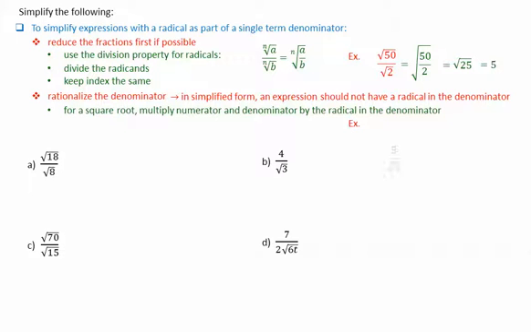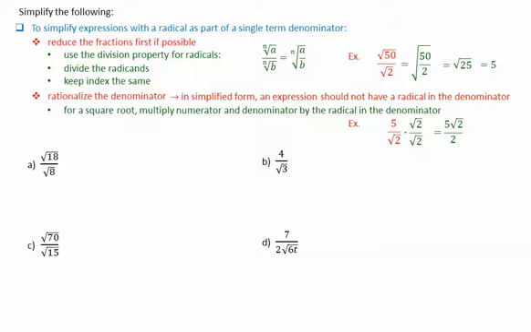As an example, 5 over the square root of 2, we'd multiply the top and bottom by root 2. This would give us 5 root 2 over 2. Note we can't completely remove the radical, but we simply do not want it to be part of the denominator.